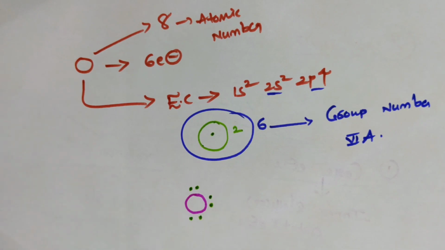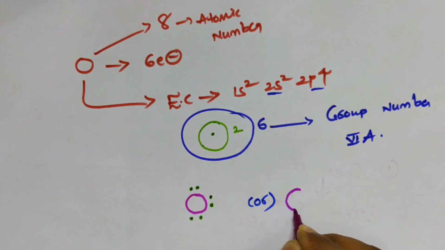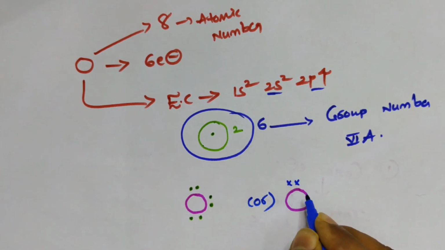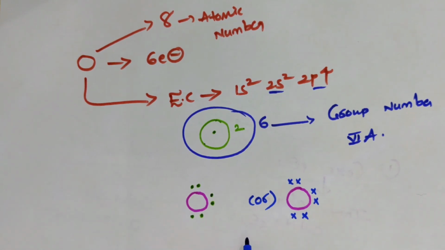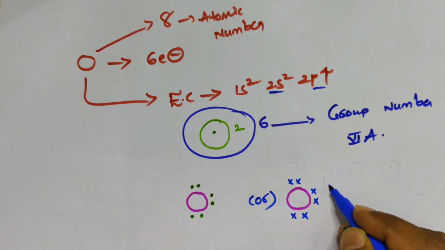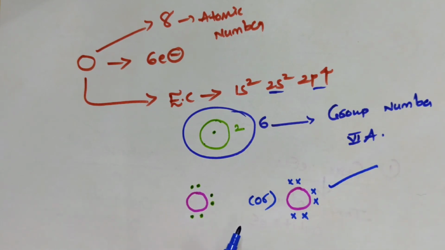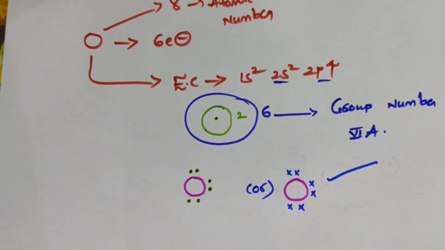In some situations we can also represent them with an X. Each electron is represented with an X. Here how many valence electrons? 6: 1, 2, 3, 4, 5, 6. Either use the dots or use the X for the representation of valence electrons. This is the Lewis dot structure of oxygen. Next, we will take one more example.